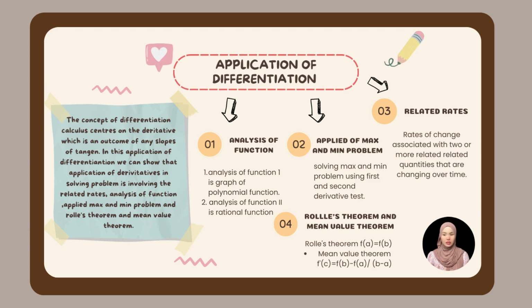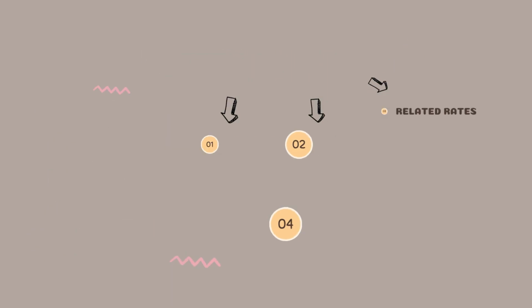Next, the third application of differentiation in solving problems is related rates. Related rate is the rate of change associated with two or more related quantities that are changing over time. Lastly, Rolle's theorem and mean value theorem. Rolle's theorem has its own formula that we use to put our values in.